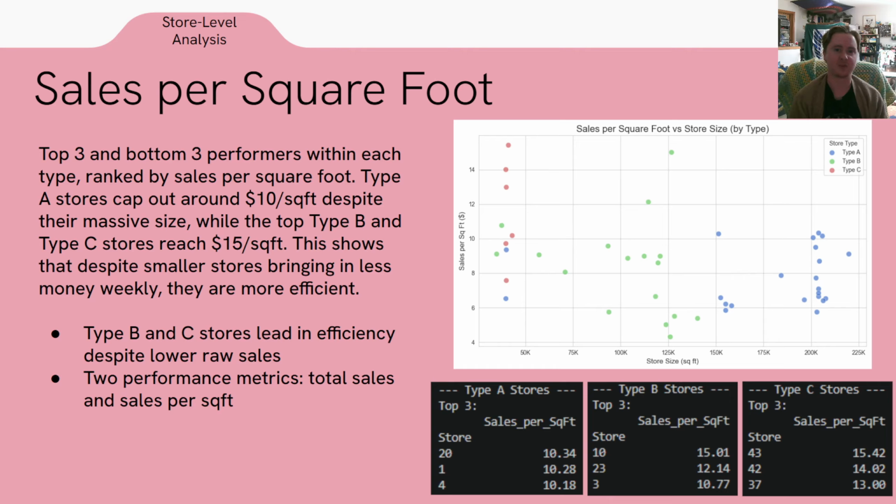So I added this new metric, sales per square foot. I calculated it by dividing each store's average weekly sales by its size, and then I saved it back into the stores CSV as a new column. And then when I ranked the stores by this new metric, the story completely flipped.